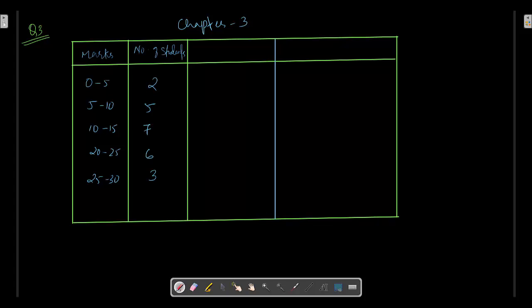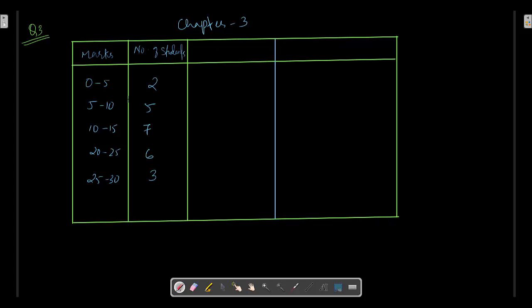In question number 3, you are asked to calculate more than and less than type of cumulative frequency. We usually use cumulative frequency in many different questions, and there are a lot of questions about solving it on a less than and more than basis. So in this question you're asked to make a table of less than and more than cumulative frequency distribution. I've written the question here.